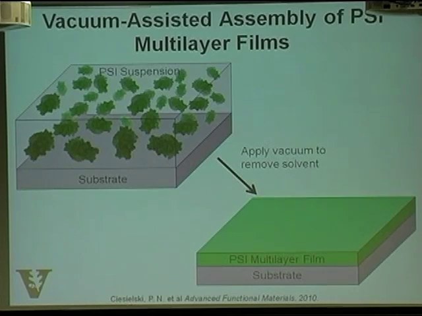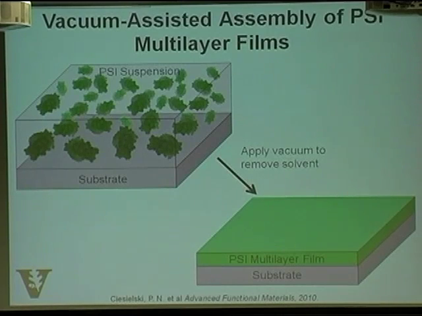A normal protein, you couldn't do this. Proteins will denature like crazy when you start applying vacuum to them. But PS1 being a membrane protein, very, very stable protein. So we can do things with this protein that you couldn't do with your common protein. We apply the vacuum, remove the solvent.